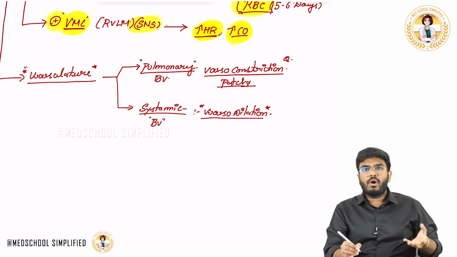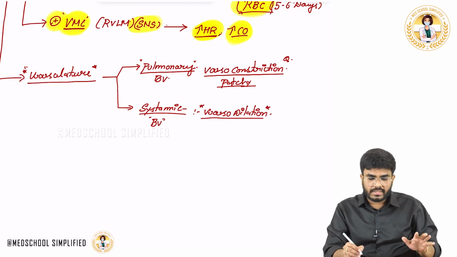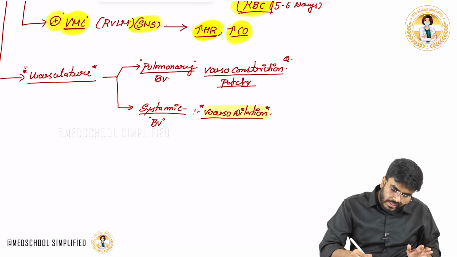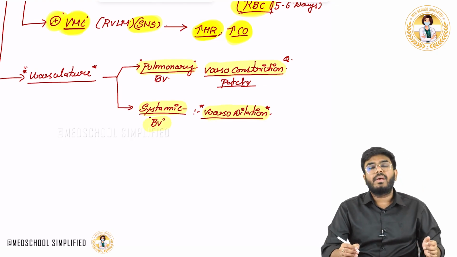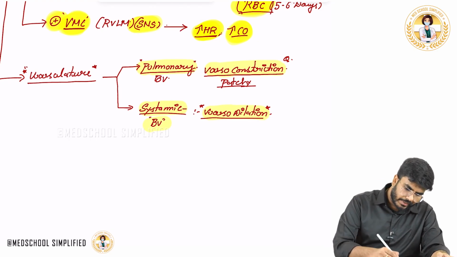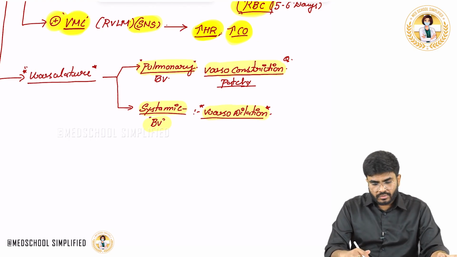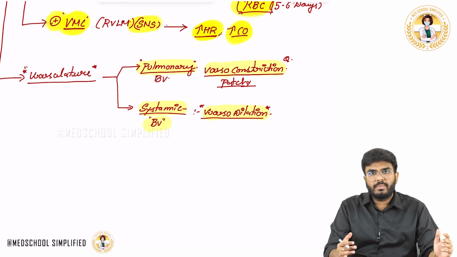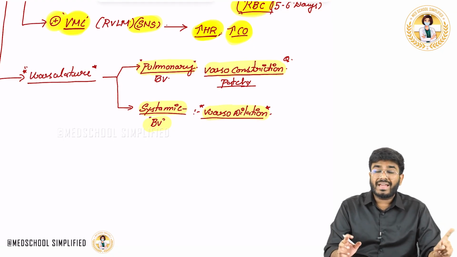I am not going into the detailed mechanism. There will be vasodilation in the systemic blood vessels and vasoconstriction in the pulmonary blood vessels. These are the points which I want you to know. So finally, let's see what changes will be seen. Hypoxia is going to cause vasoconstriction of pulmonary blood vessels and vasodilation of the systemic blood vessels.